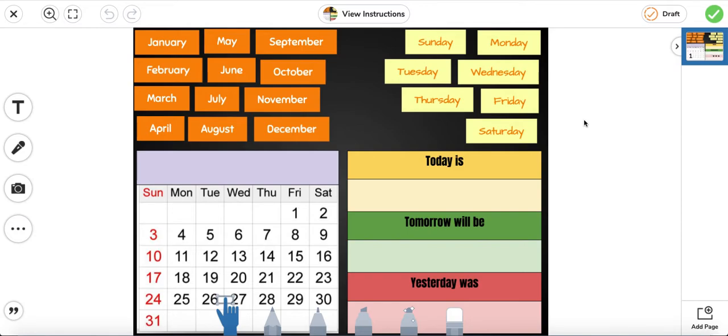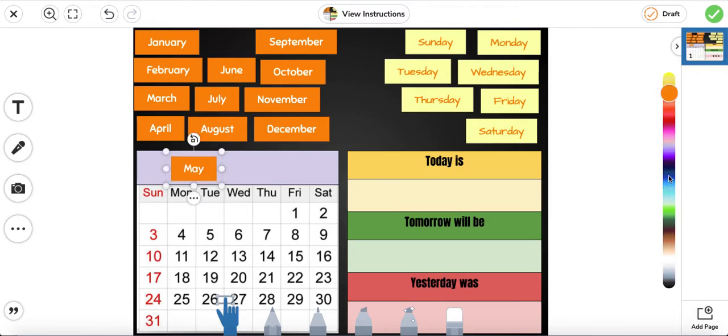Let's look at our months of the year. January, February, March, April, May, June, July, August, September, October, November, December. We are in the month of May. The year is 2020.